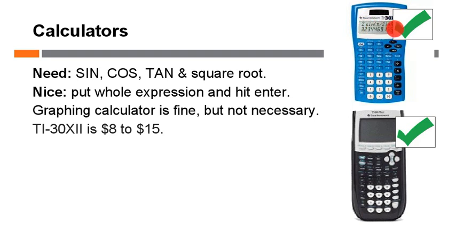It's got to have a square root functionality to it. I like the ones where there are two lines where you can see what you're typing in, hit enter, and it processes the whole expression all at once. But that's up to you. Either one of those will be fine. This little blue guy up top is about $10 at the big box store, so if you don't have the graphing calculator, you don't need to go buy one of those. Something up here will be just fine.